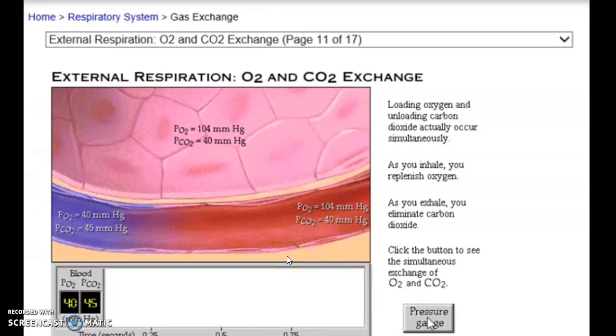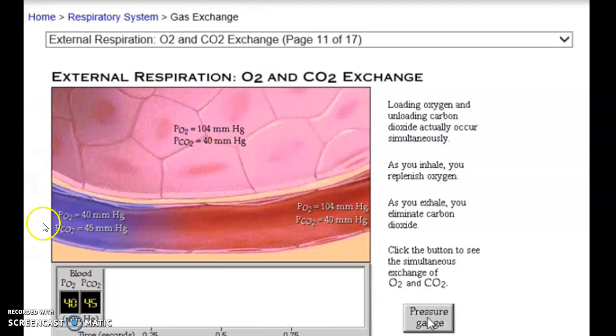Okay, let's look and see what we have here in external respiration. Of course, the respiration happening from the lungs. Here's a part of an alveolus right here. Here's our respiratory membrane, a very thin area. Here I've got a partial pressure of 104 millimeters of mercury for oxygen, a partial pressure of 40 millimeters of mercury for carbon dioxide in my alveolus.